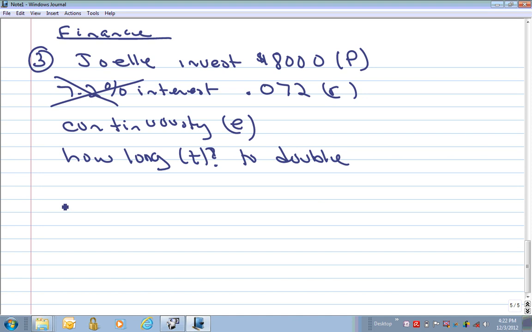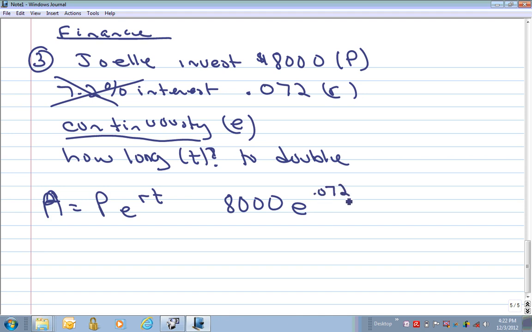So let's set this up. We know we're going to be using A, the amount, is equal to P E raised to the RT power. We know that because of the continuous. We had this on our last test. So now we know we invested initially $8,000. That was our principal amount. We know E is the calculator button. We know the rate is 0.072. We don't know what time is, but we know that we want it to double. So $8,000 doubled is $16,000.